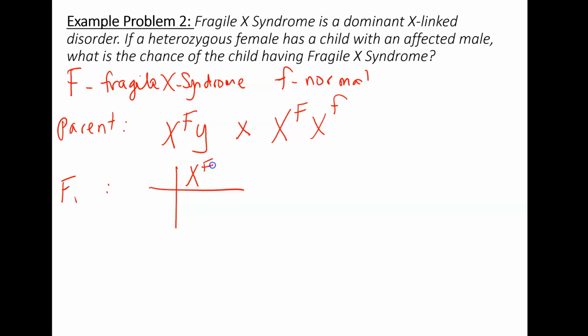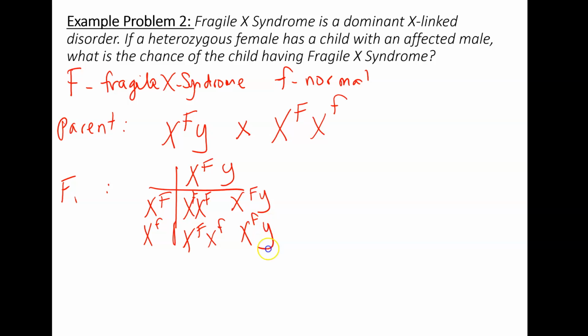So we'll put the male on that side, we'll put the female on this side. So the first one is a female that has both big F's. Then we have a male here that is normal. And then now we have a female that is heterozygous. And then lastly, we have a male that has Fragile X syndrome. So we've got this male here. What is the chance of having a male with Fragile X syndrome?